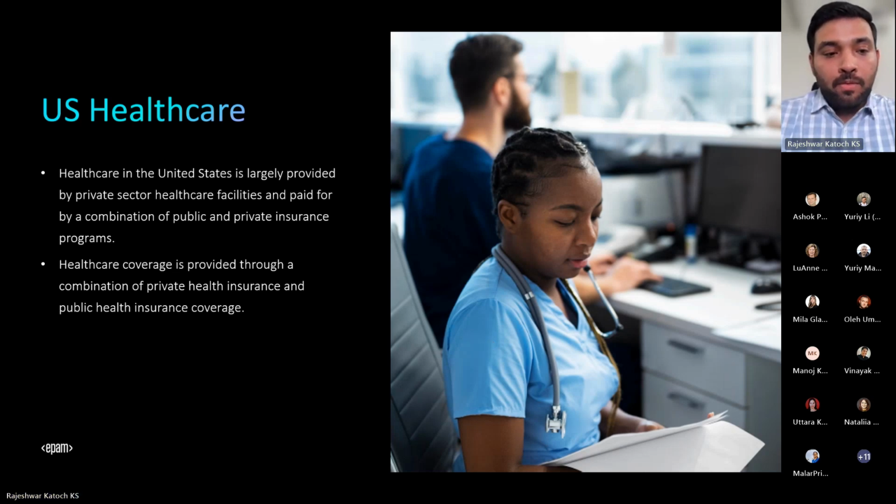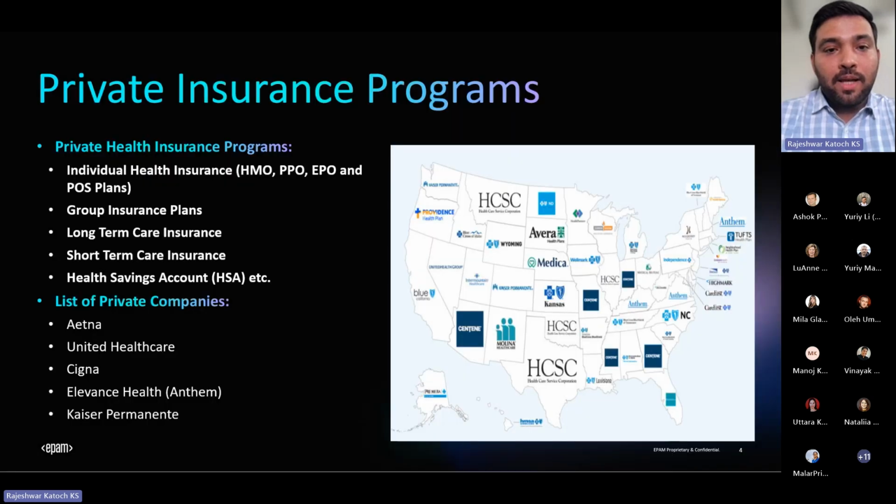So coming to the next slide. Here I have clearly defined who the private insurance companies are and what programs they run as part of US healthcare. We have individual health insurance. These plans are usually taken out by individuals or families, and include the health maintenance organization, which is HMO plans, the preferred provider organization, which is PPO plans, and then the exclusive provider organization, which is EPO plans, and point of service plans. So these are the plans provided under individual health insurance.